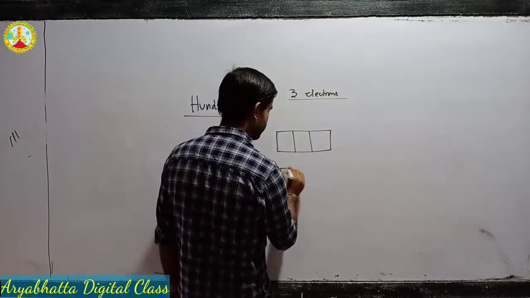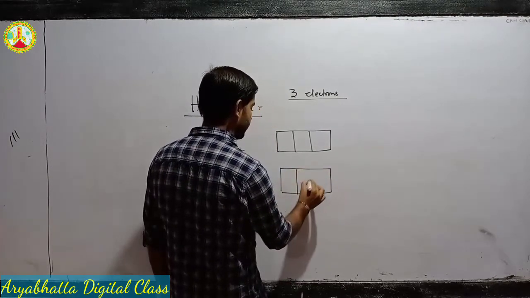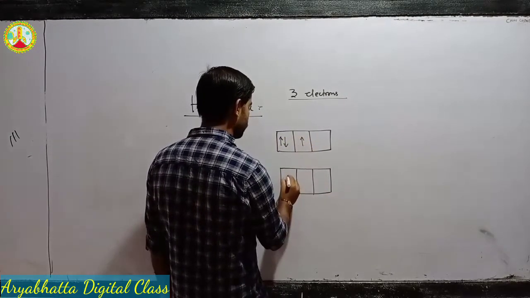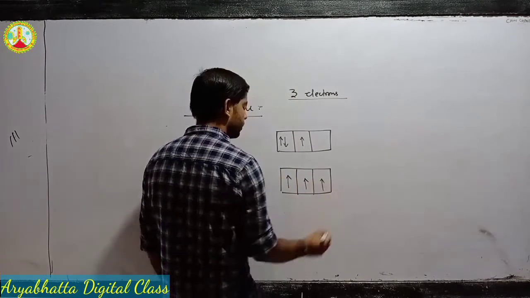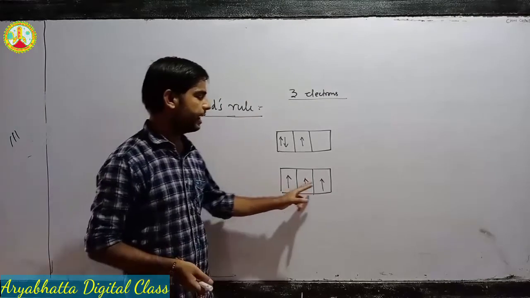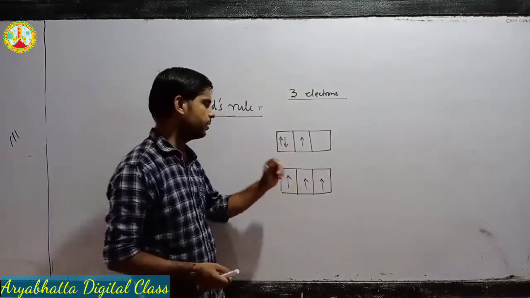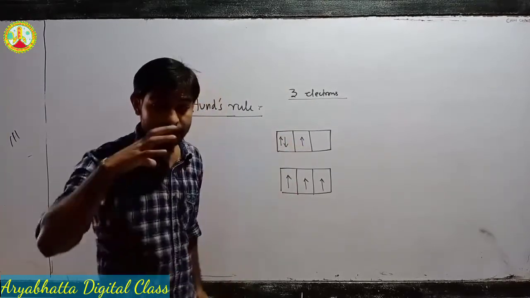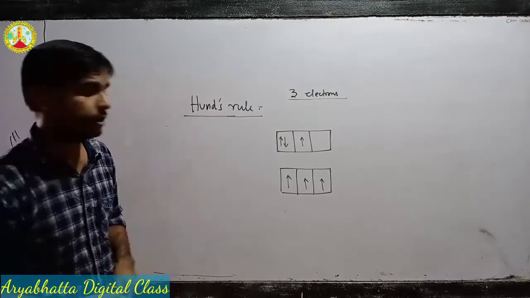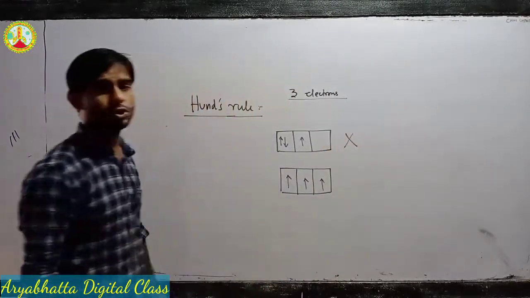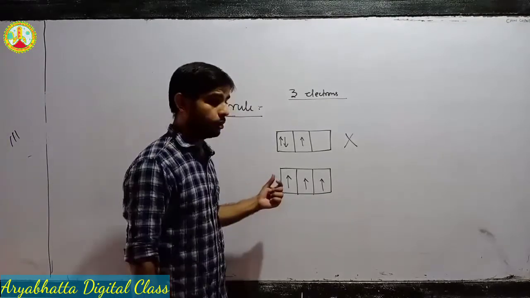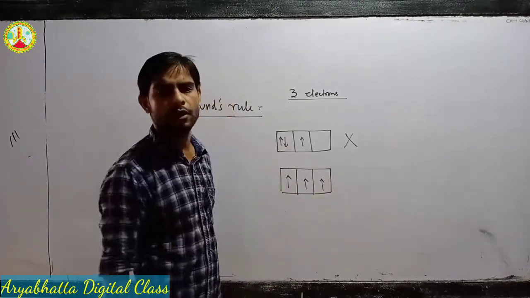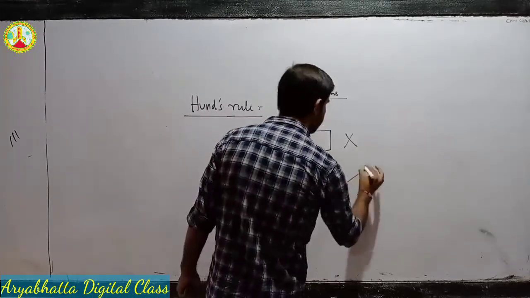So I have 2 choices to fill these boxes. I can do this and I can do this. That means I can place 1 electron in each box, or I can pair one box and then move to the next box. And this is what Hund's rule tells us. You cannot do this. Before giving electrons to each subcell, you cannot pair a single subcell. Okay, so this is what is allowed.